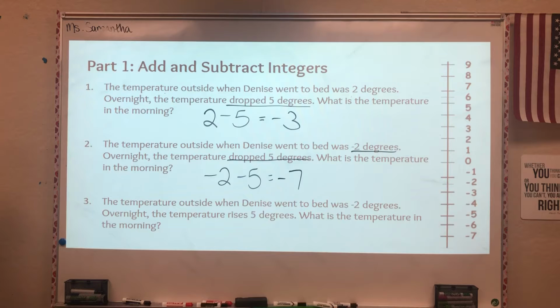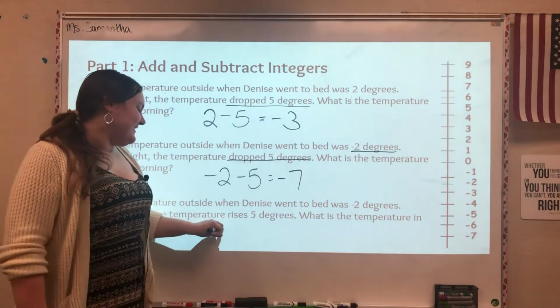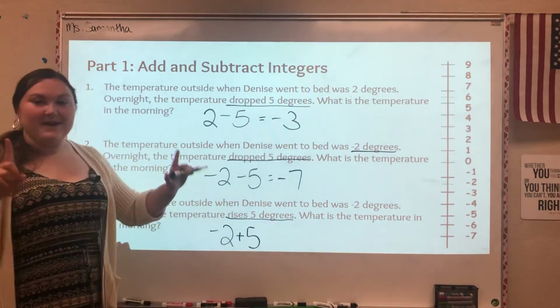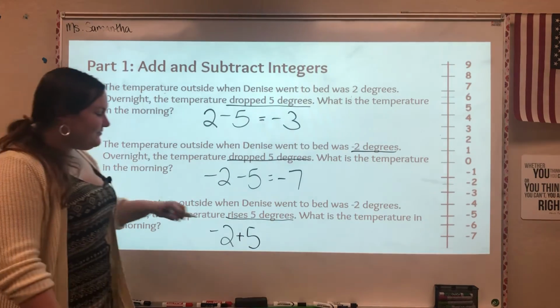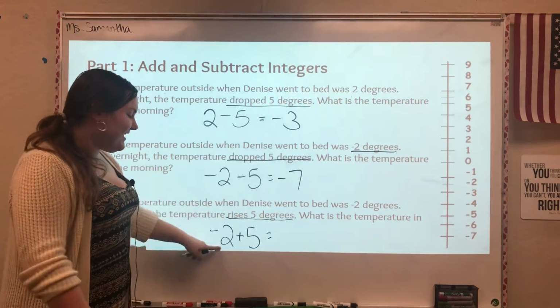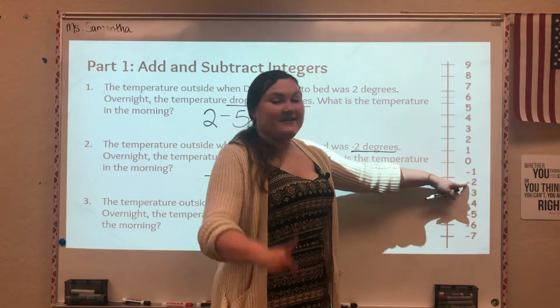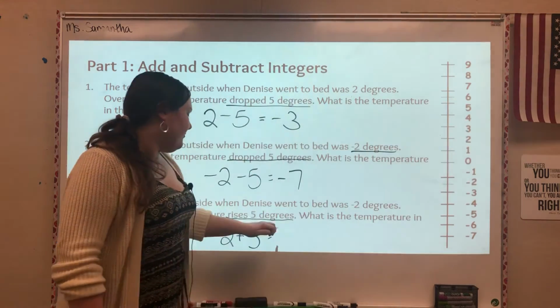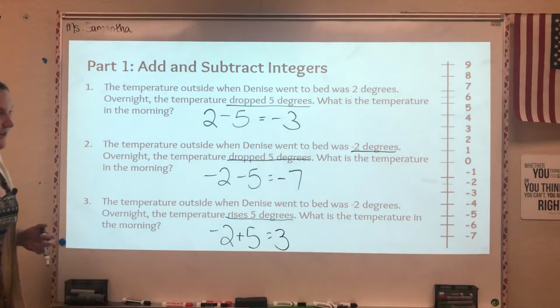We've got the last one. Again, the temperature outside when Denise went to bed was -2 degrees. Overnight, the temperature rises 5 degrees. What is the temperature in the morning? Well, this time we've got it starting at -2 degrees. The difference for this one is it's rising 5 degrees. So this time it's going up. We're adding 5 degrees. If you think about it again with the number line, -2 is right here. It's rising 5. So we can go 1, 2, 3, 4, 5, which leaves us with 3 degrees.